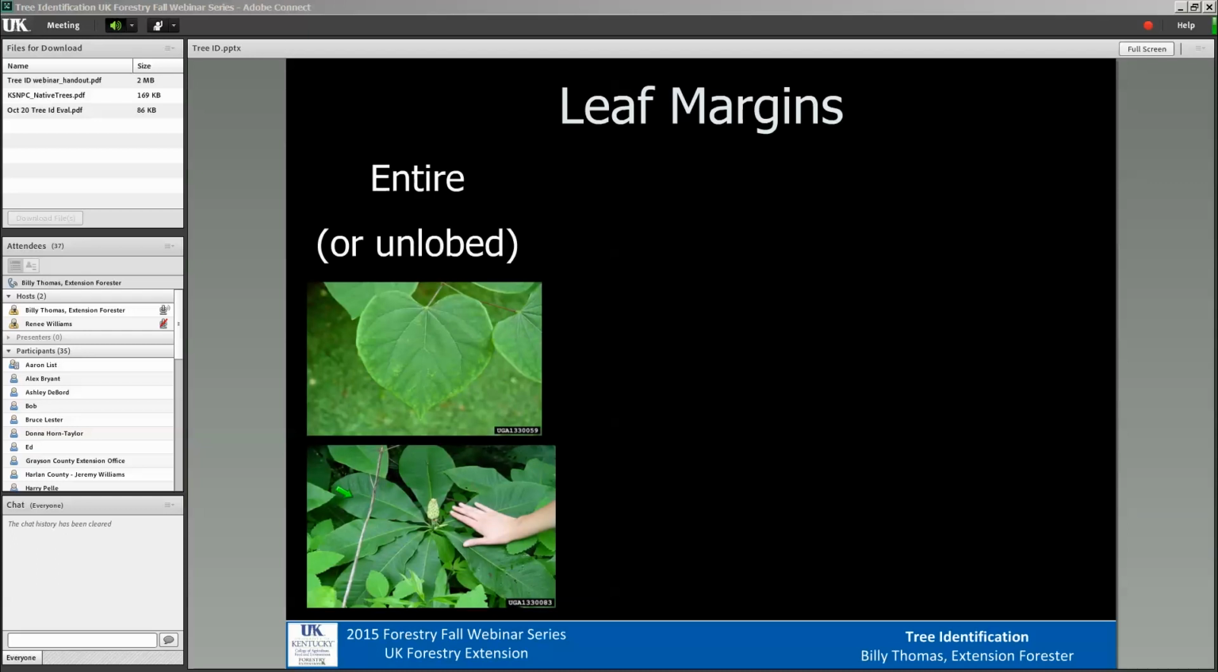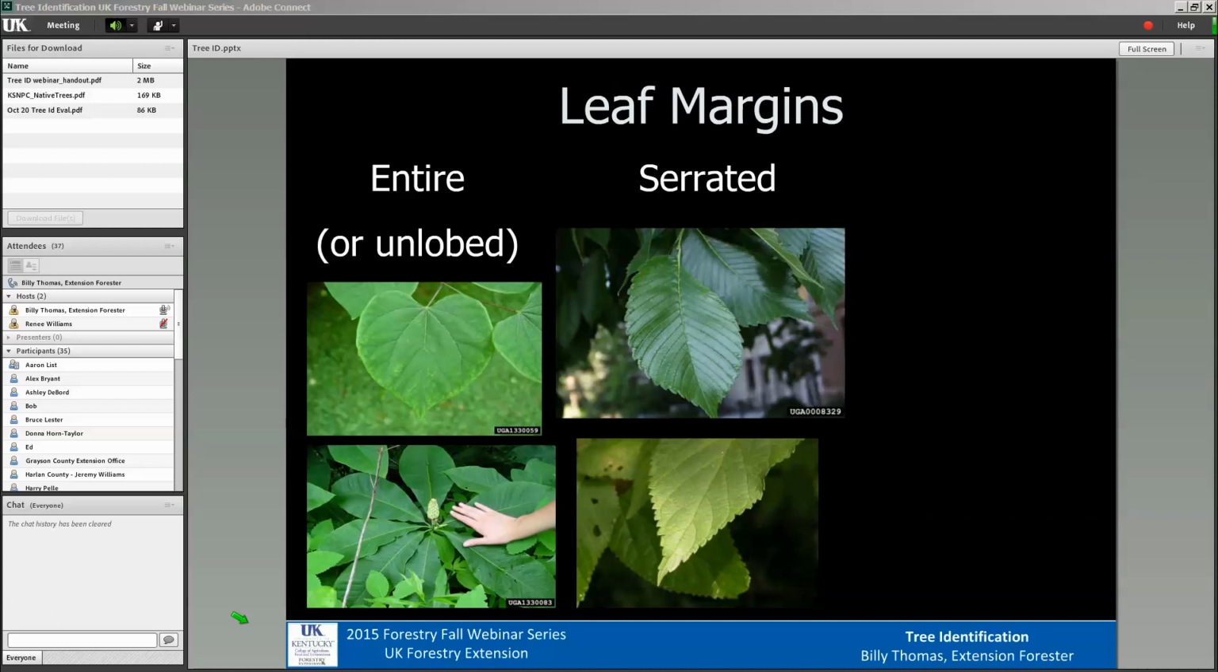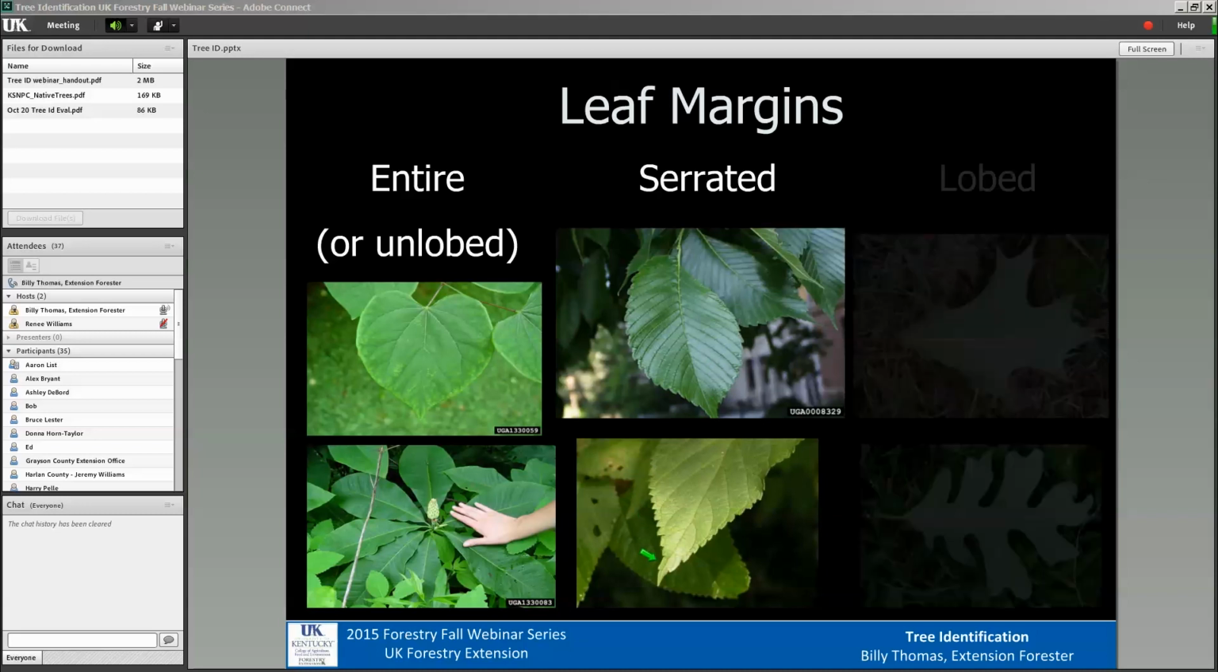So let's show you some leaf margins. Again, with the margins, we're talking about the edges of the leaf. These are entire. That means they are not broken up. There are no broken up parts of it. It's not serrated. It's a smooth, entire edge. And then here we look at some examples of serrated edges. Notice the edges here, they've kind of got a little tooth shape on them. So again, these are going to be clues that we can use to identify one tree from another.